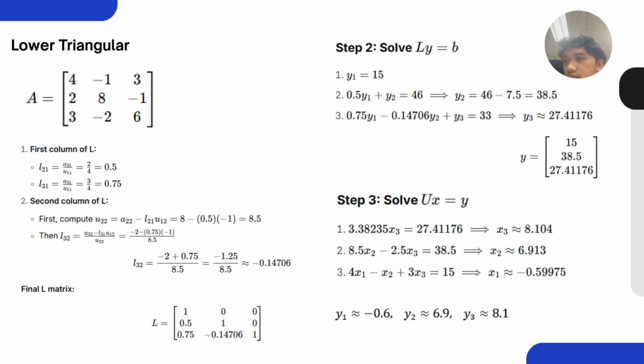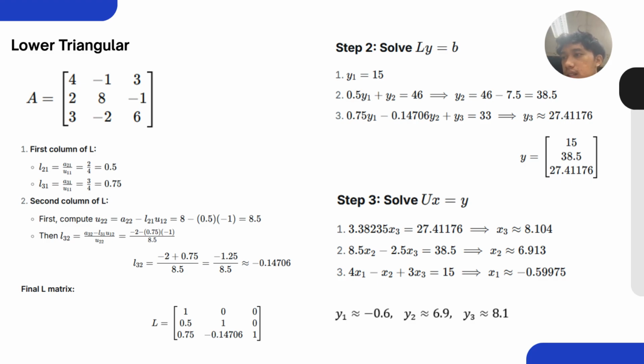The next step is to solve Ly equals B, which is forward substitution. After decomposition, we solve the system in stages. First, we solve Ly equals B because L is lower triangular, so we use forward substitution. From the first equation, y1 is equal to 15. Second equation, 0.5y1 plus y2 equals 46.